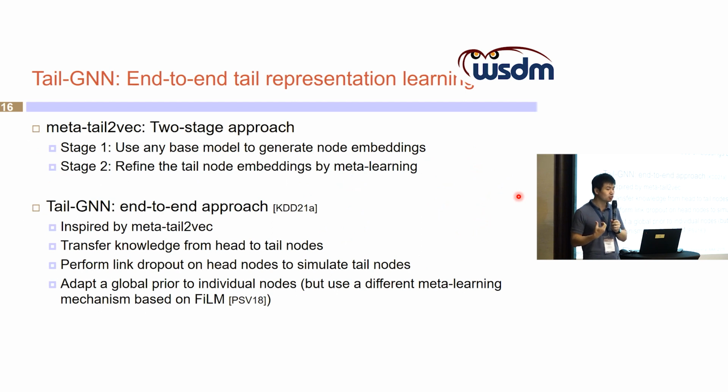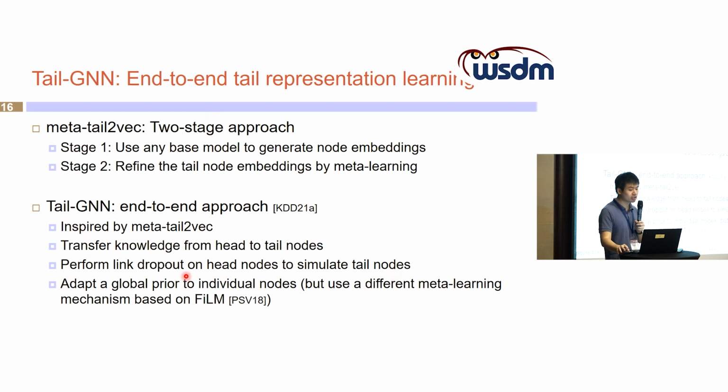If we use a two-stage approach, then in stage 2, you are only doing a corrective action, right? If there are some fundamental issues in the base model, typically it's too late to correct them. So an end-to-end approach might be better, right? Due to time constraints, I'm not going into details of the end-to-end approach, but basically it follows a similar script, right? It tries to transfer knowledge from head nodes to tail nodes, right?